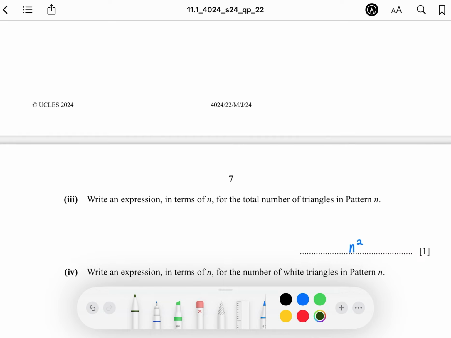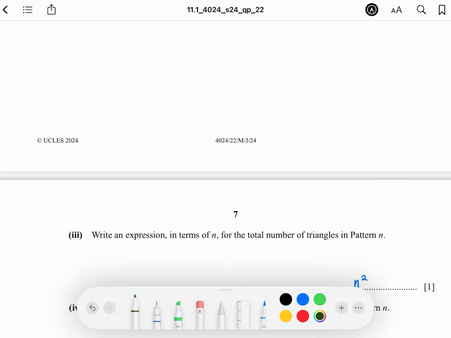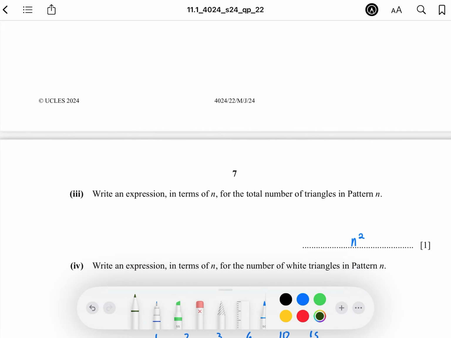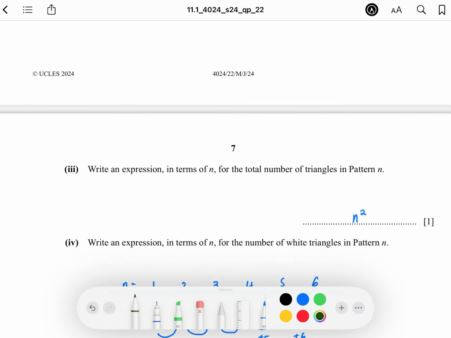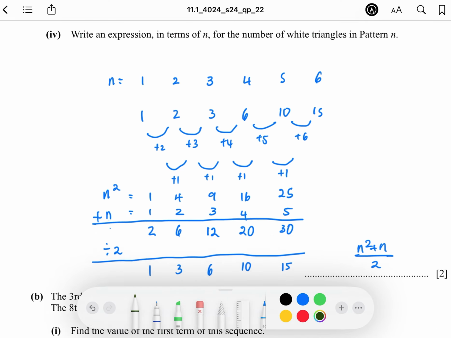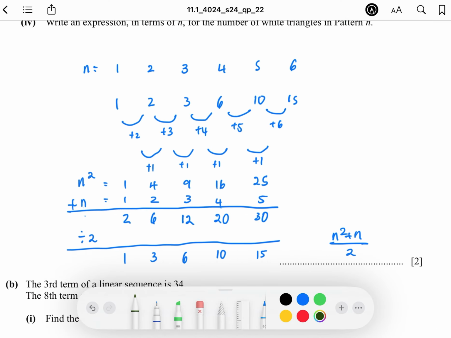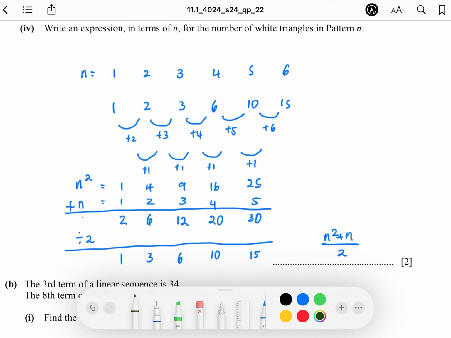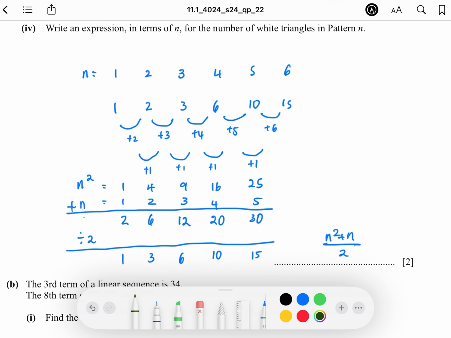That means write down an expression in terms of n for the total number of triangles. Discuss that one, so that will be n squared. Write an expression in terms of n for the number of white triangles in pattern n. So this person has figured out that the answer is n squared plus n over 2.